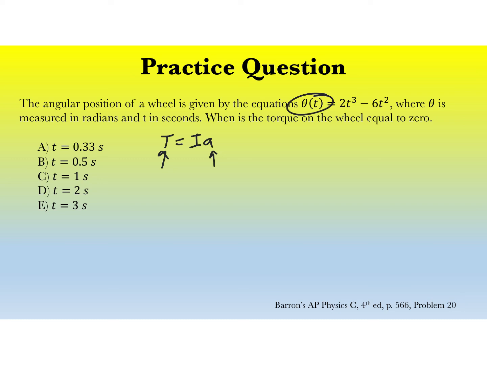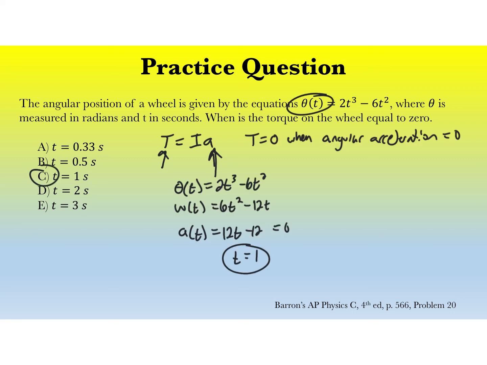So take a minute here, see if you can find that second derivative to get our angular acceleration formula, set it equal to 0, and then use that to find when the torque will be 0. So to get our angular velocity, take the derivative, we get 6t squared minus 12t. To get our angular acceleration, take its derivative, 12t minus 12. And we want to know when that equals 0. And that occurs when t equals 1.